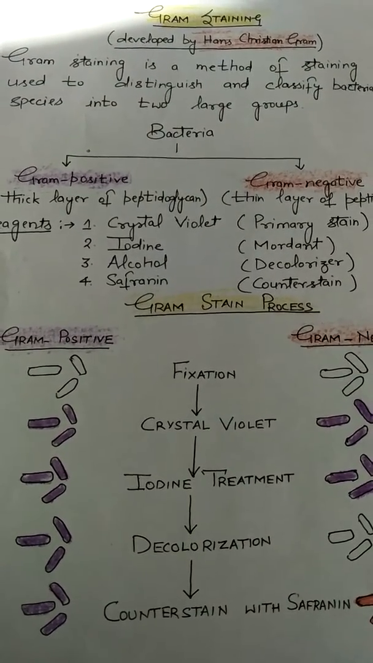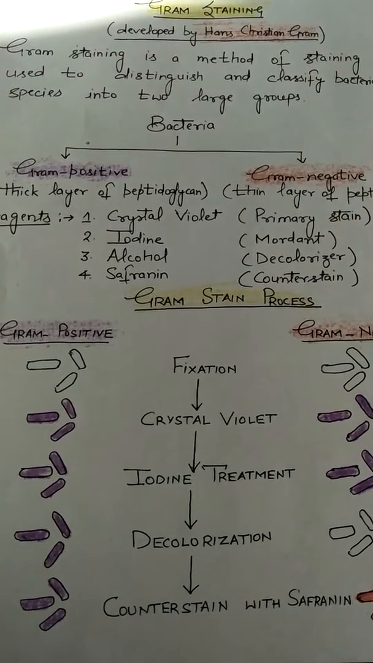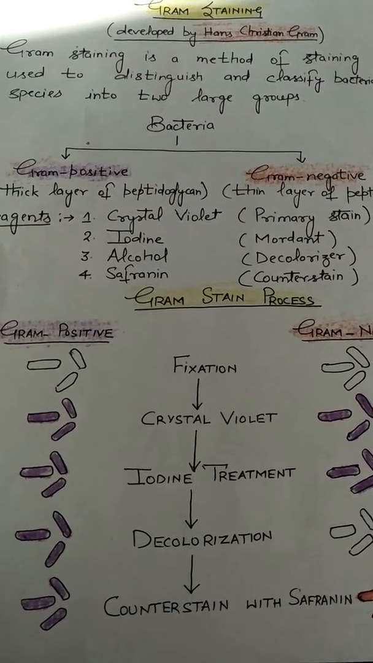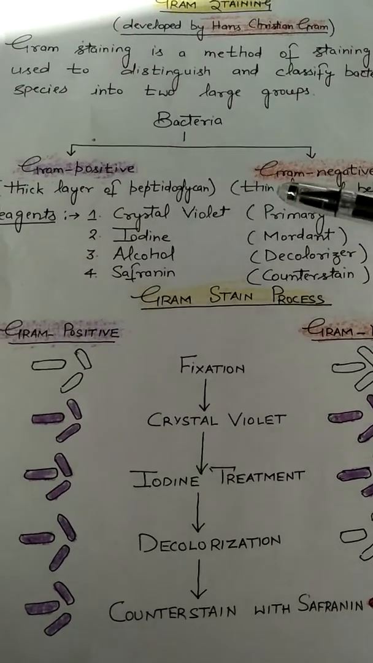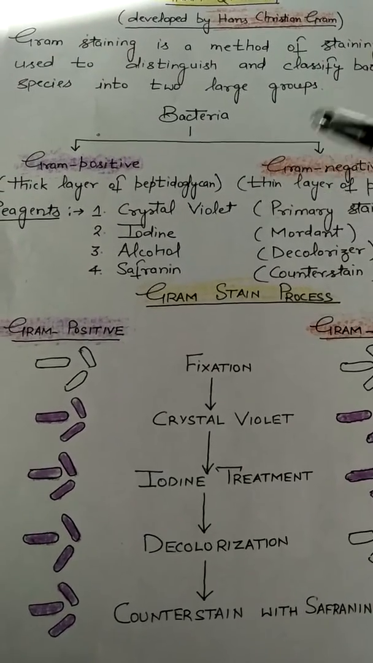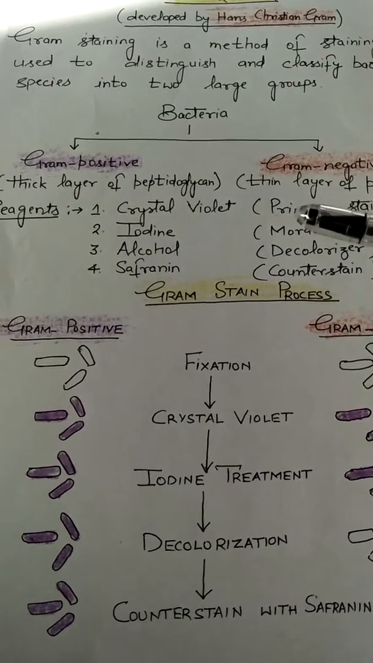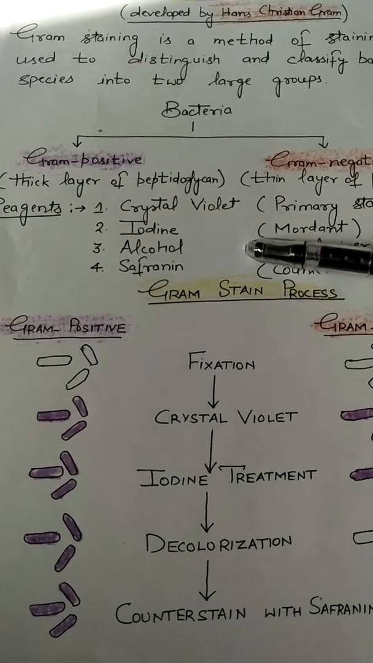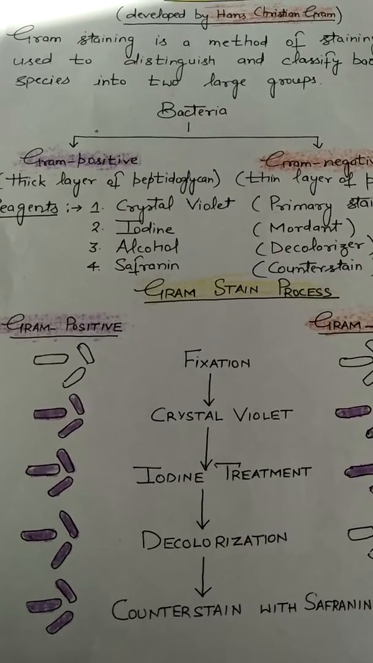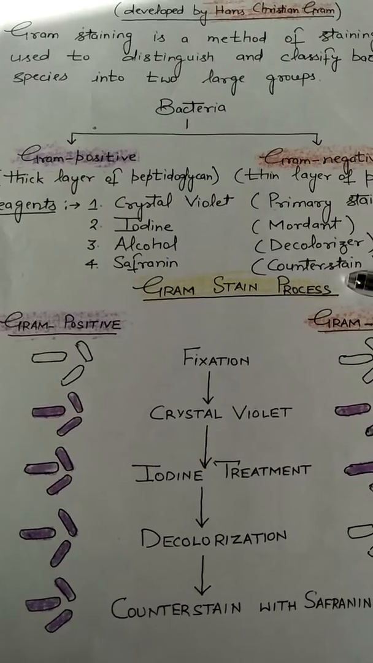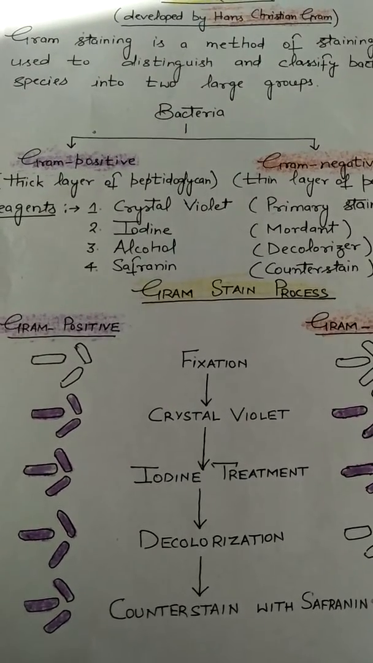So how does gram staining work? You need to remember here that it involves three main processes. First is staining with crystal violet, then decolorization, that is done with alcohol, and third step is counter staining, that is usually done with safranin.